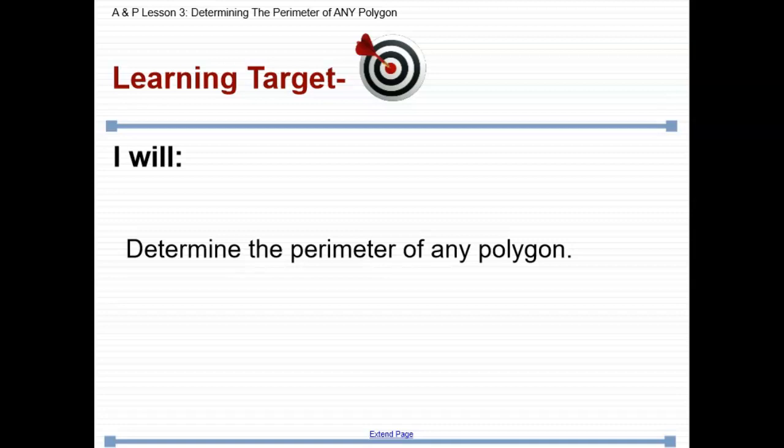Please have out a piece of paper, a pencil, and your third grade math packet, if you have one, right next to you so that you can find the perimeter of shapes along with me today and participate in this lesson. Boys and girls, by the end of this lesson, you will be able to determine the perimeter of any polygon.